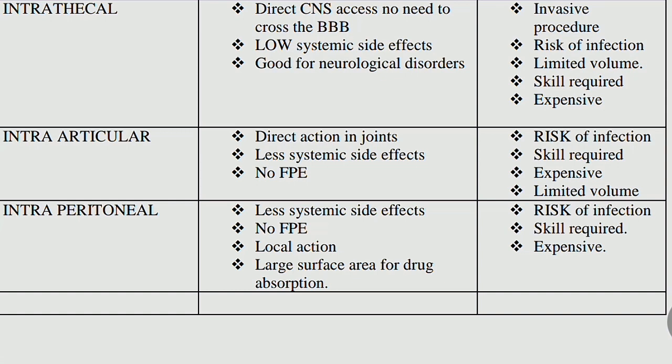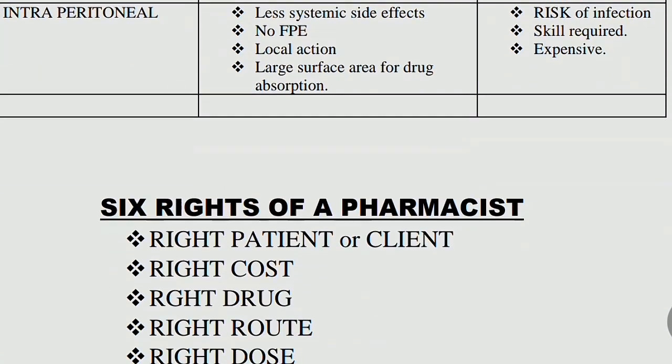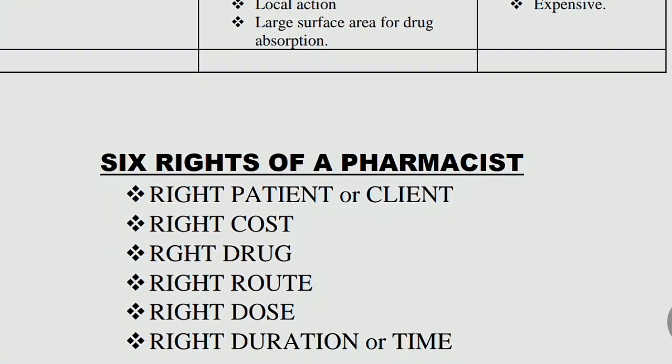Intraperitoneal, less systemic side effects. Yes, no first pass effect. There is local action, large surface area for drug absorption. Disadvantages: risk of infection, skill is required, expensive. Those are pretty much the routes that you need to know.